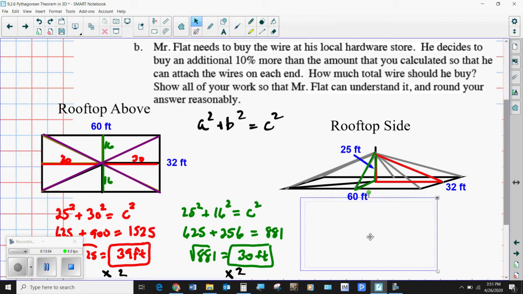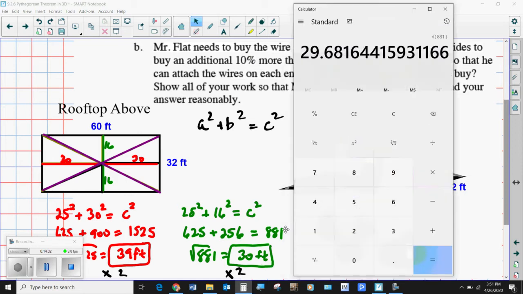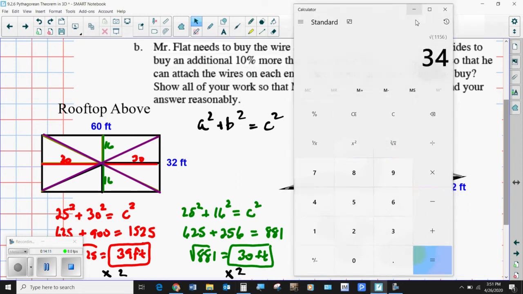Let's see what we've got here. 30 squared is 900, 16 squared is 256. When you add those together, you get 1156. So what is the square root of 1156? Let me do that again. 1156 is a perfect square. How do you like that?